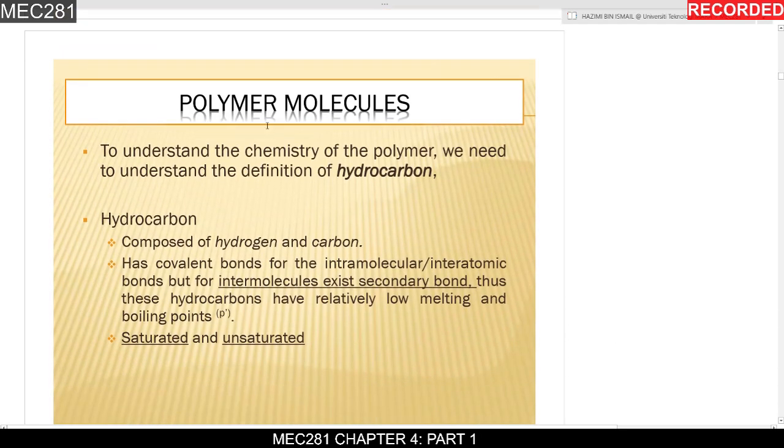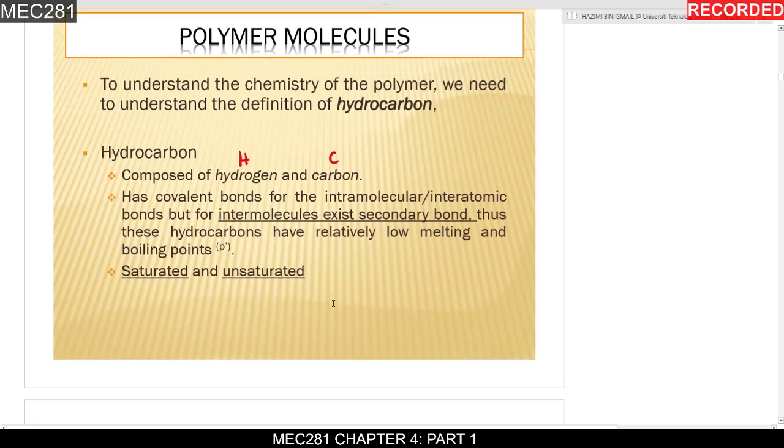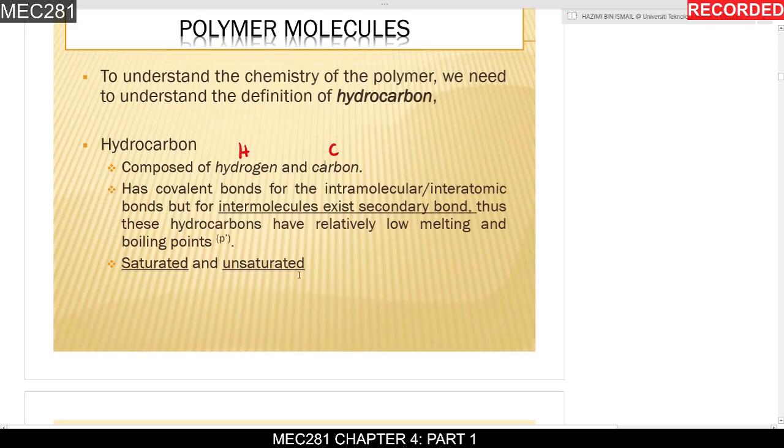Okay, so to understand the chemistry of the polymer, we need to understand the definition of hydrocarbon. Hydrocarbon is composed of hydrogen and carbon, H is the symbol of the hydrogen element, and C is the symbol of the carbon element. It has covalent bonds for the intramolecular interatomic bonds, but for the intermolecular there are secondary bonds. Thus, these hydrocarbons have relatively low melting and boiling points. They can also be saturated and unsaturated.